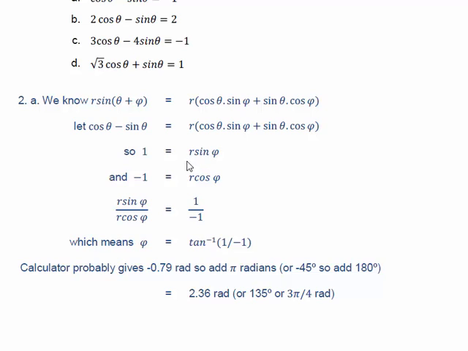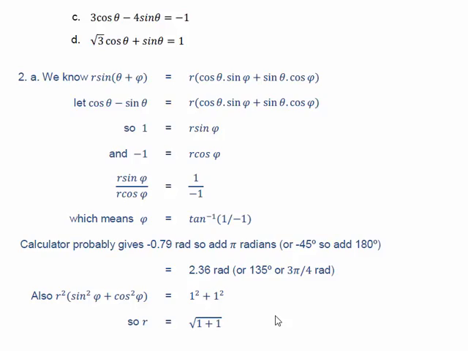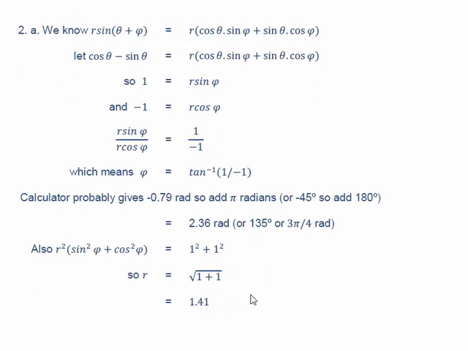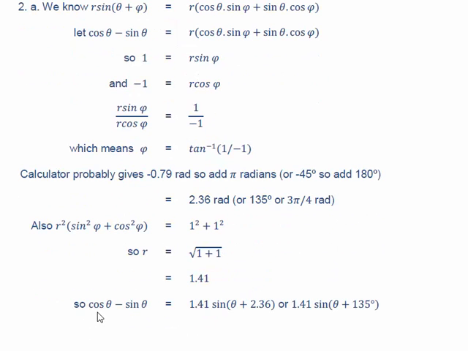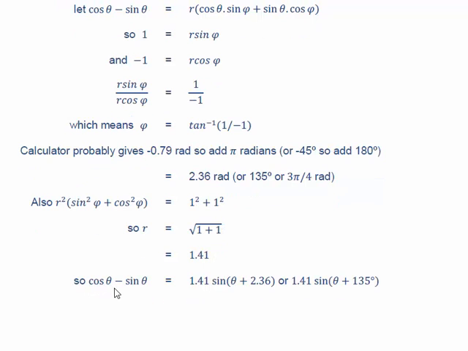For the radius, we're going to square these two quantities, and sine squared plus cos squared is equal to 1, so we're going to get r squared is equal to 1 squared plus 1 squared, so r is the square root of 2. And the square root of 2 is 1.41, which means that cos theta minus sin theta is equal to 1.41 times sin(theta plus 2.36 radians). Our question says that cos theta minus sin theta is equal to minus 1, so now we can write 1.41 times sin(theta plus 2.36) is equal to minus 1, and we can solve that for theta.